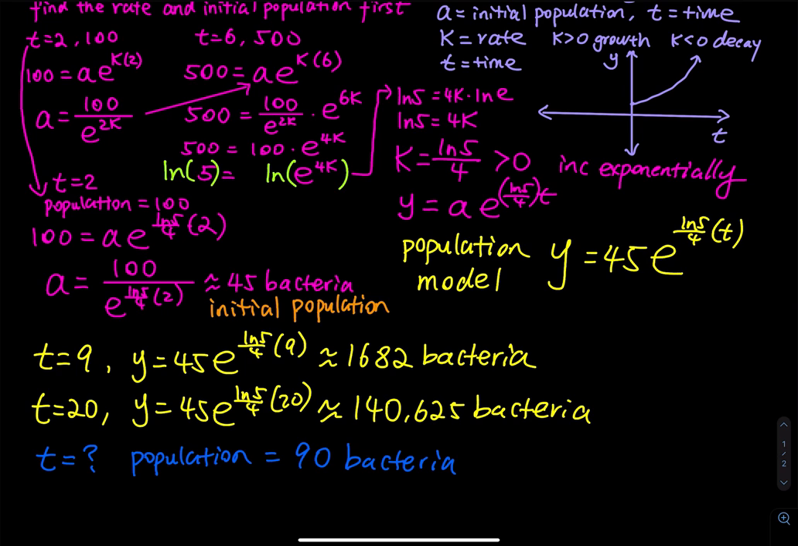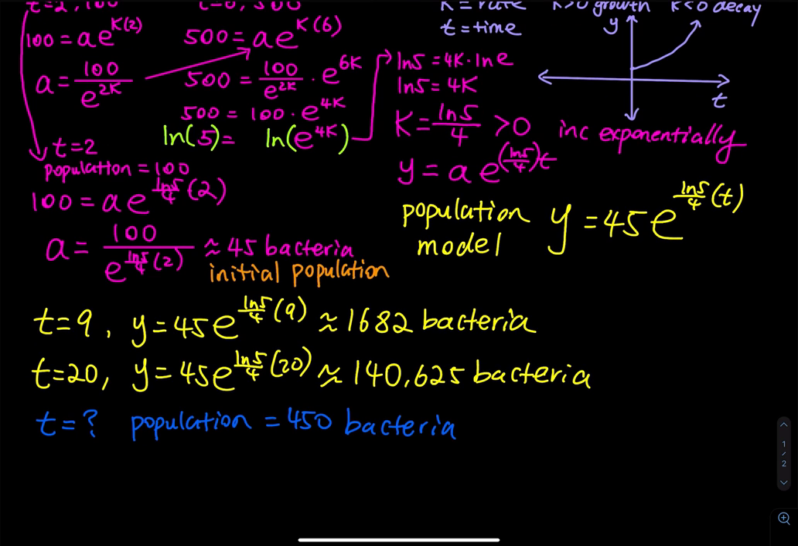How about this? Initially we have 45. Two hours later we have 100, right? Okay, how about this? 10 times. Because 2 hours is 190 bacteria, that will be less than 2 hours. Okay, let's do some other numbers. How about 450? 10 times. So how do we do that?